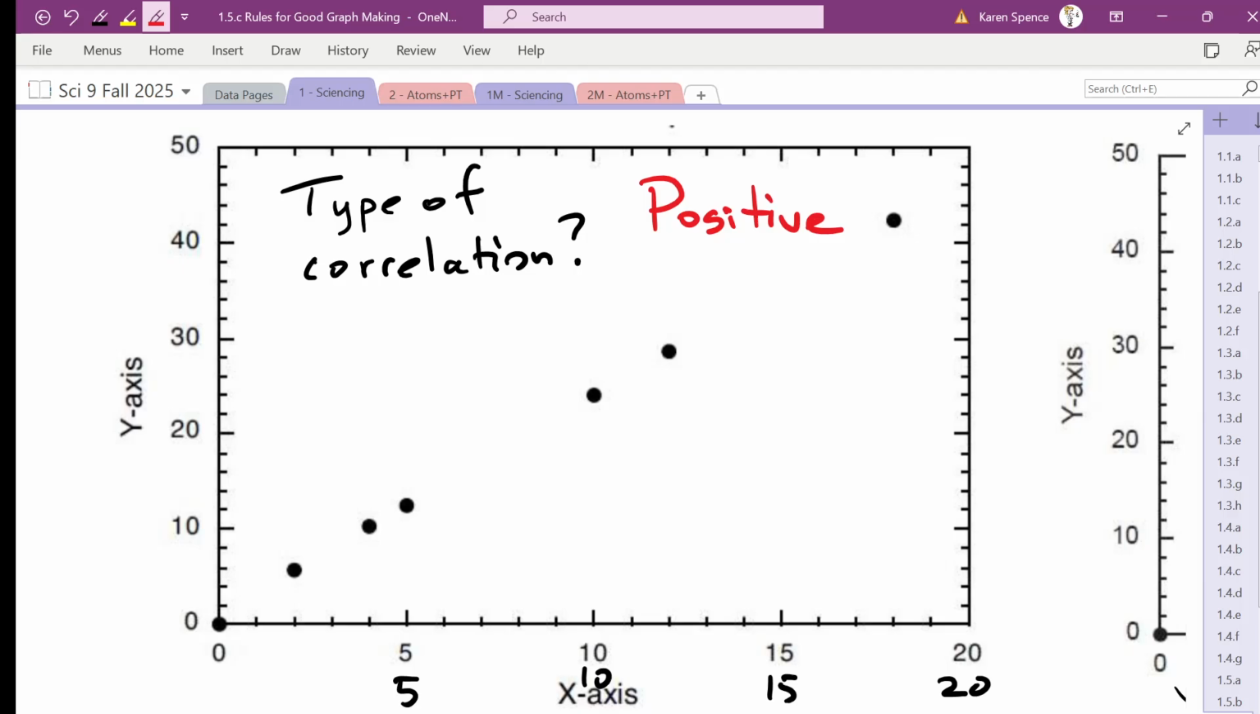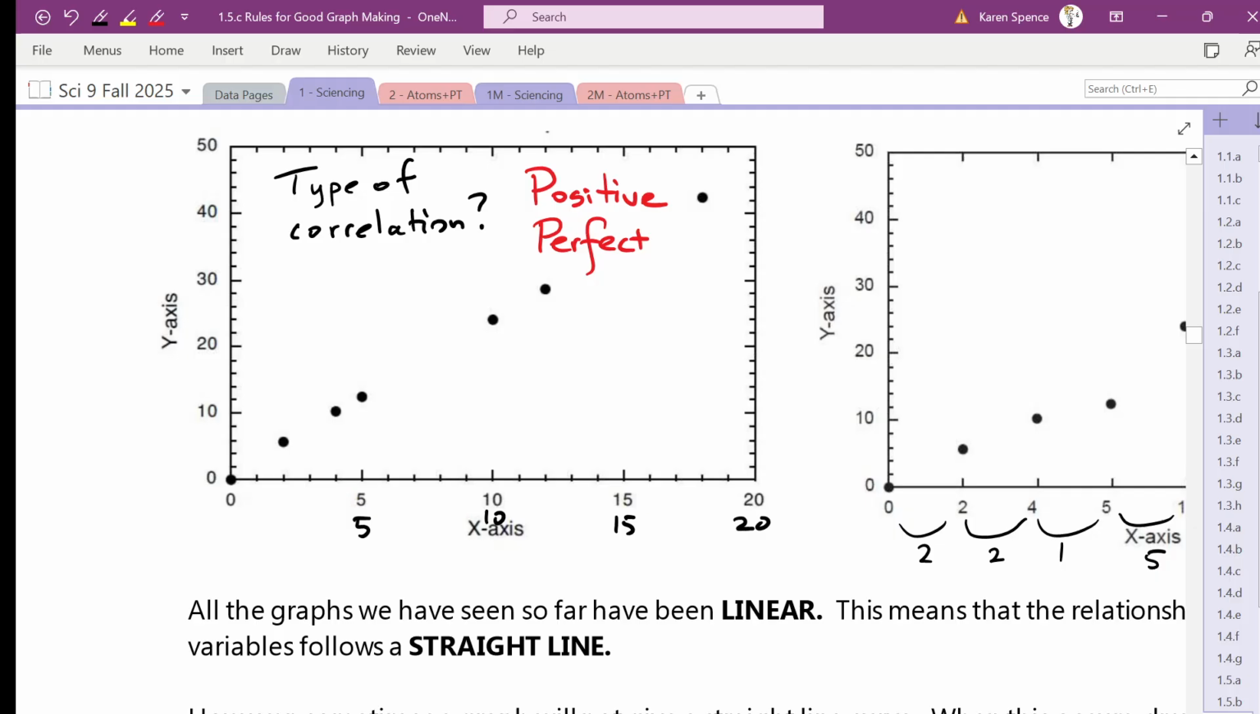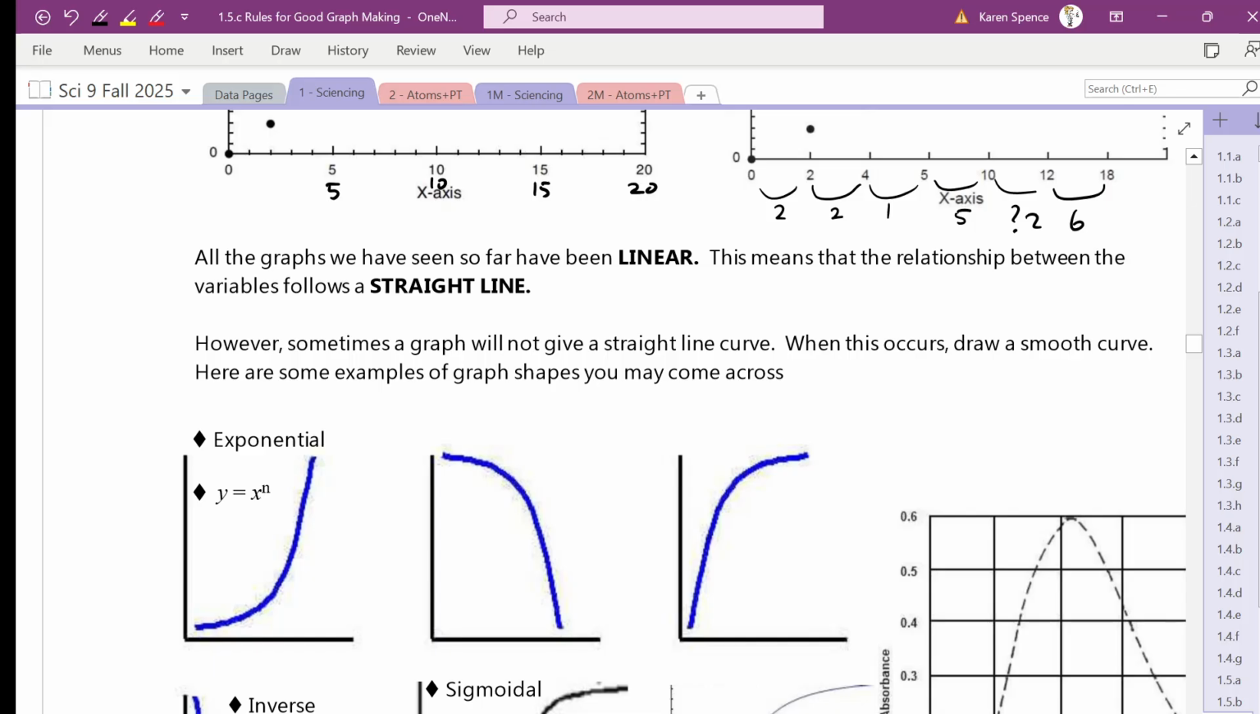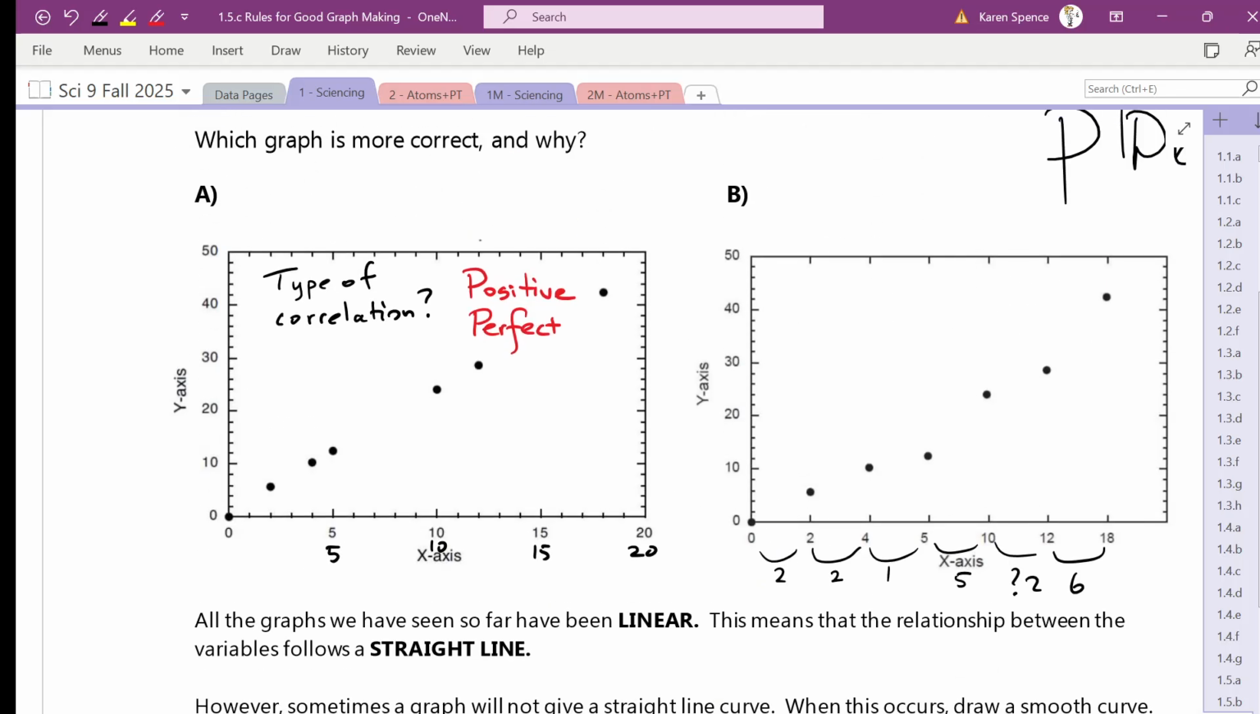All right. And there's another descriptor we could also put on here. Does anyone want to give me that? That is positive. Perfect. Okay. Very nice. Perfect positive correlation. Now, all the graphs we have looked at so far have been what we call linear. That's because we can make a straight line.